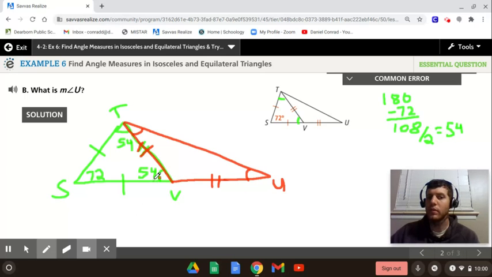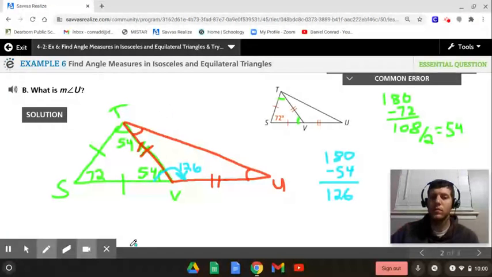So we know these two angles form a linear pair. Right, they're going to form a straight line here. So we know those two angles are a linear pair. So we can do 180 minus 54, which is going to be 126. So we know this angle here is going to be 126.